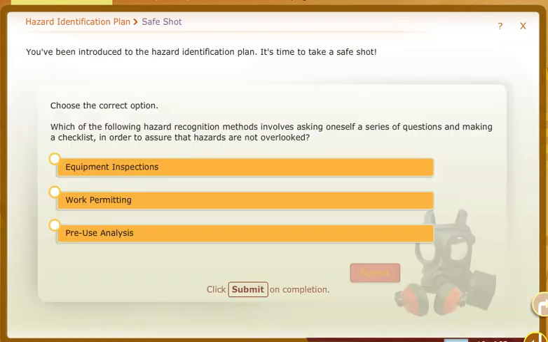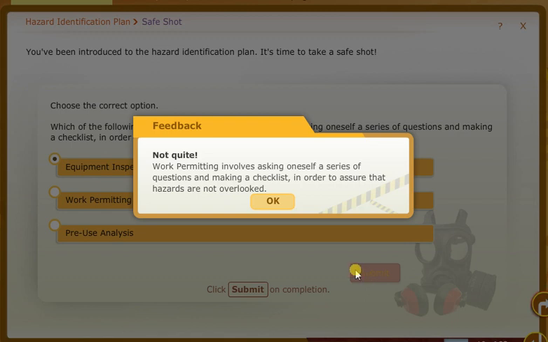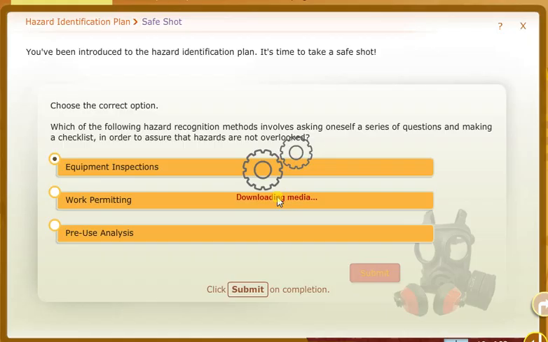You've been introduced to the hazard identification plan. It's time to take a safe shot. Choose the correct option. Which of the following hazard recognition methods involves asking oneself a series of questions and making a checklist in order to assure that hazards are not overlooked? Not quite. Work permitting involves asking oneself.